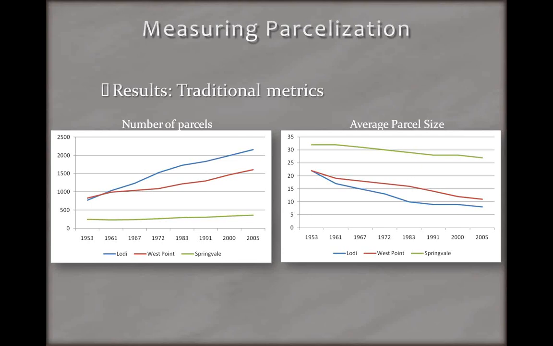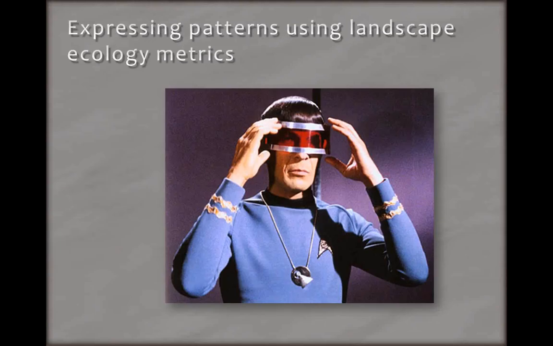And you would expect on the right, the average parcel size would reflect the number of new parcels. And so looking at these 2 graphs, one would say, well, Lodi and West Point had the most parcelization, and the town of Springvale had the least. However, if we put on our spatial glasses here and try to look at this landscape in a different lens, trying to apply landscape ecology metrics, we might find that it's not so much the number and quantity and size of parcels as it is the patterns. And so that was our approach to this.